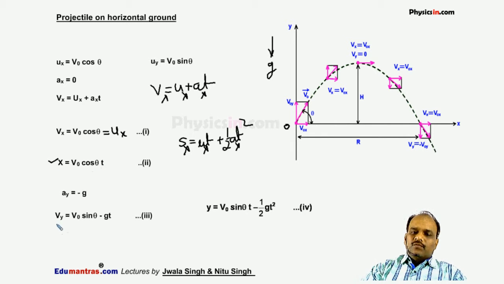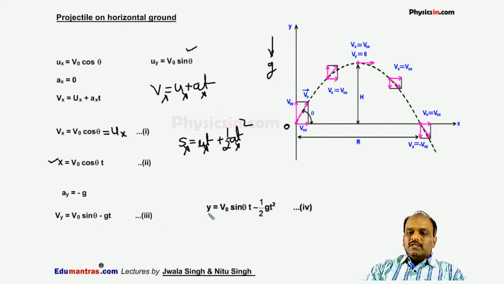In the same way, vy is equal to uy plus ay into t. We know ay is equal to minus g. So the velocity at an instant along y-axis, we know uy is v naught sin theta. So it is v naught sin theta minus g into t, because ay is minus g, because acceleration due to gravity is acting vertically downward.